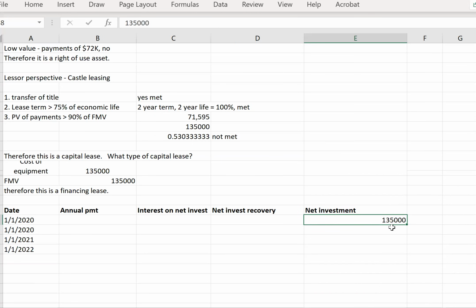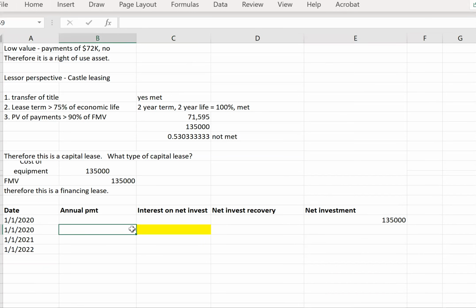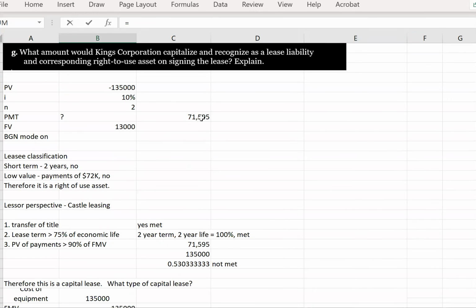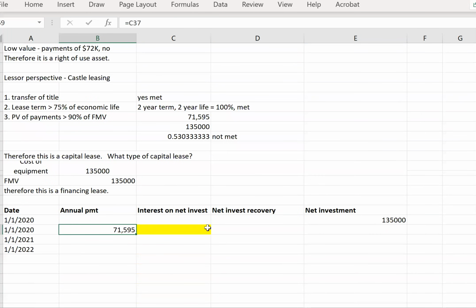So what have we invested into this so far? Well, we purchased the equipment, got 135,000. Now on day 1, remember there's not going to be any interest. So we need to watch for that. So all we're going to have here is our lease payment. We're going to receive our first payment, and our payments are going to be 71,595. And this is going to be the difference between the payment and the interest. And it's going to pull down the net investment in the lease.